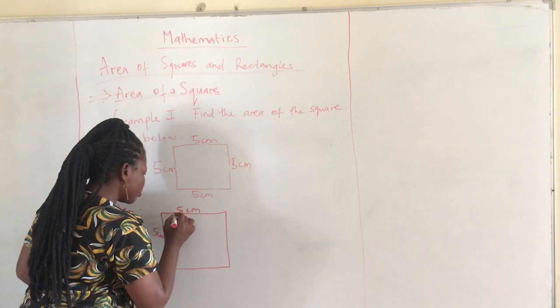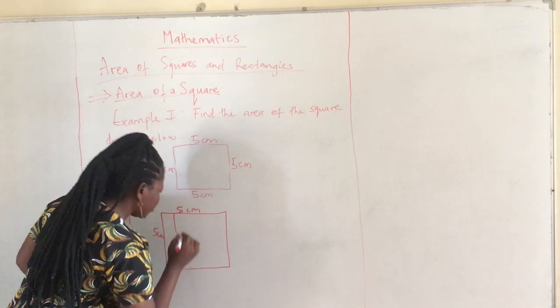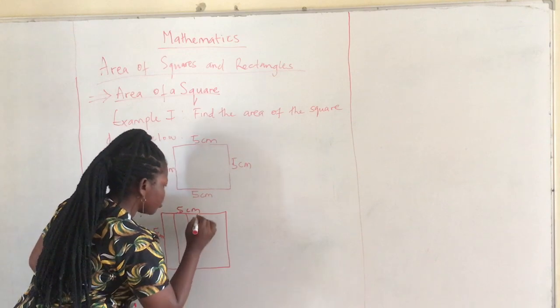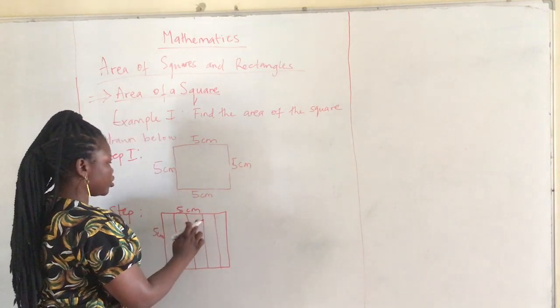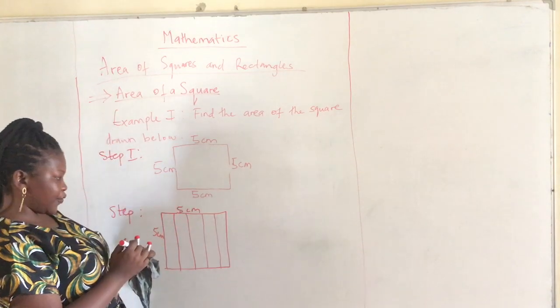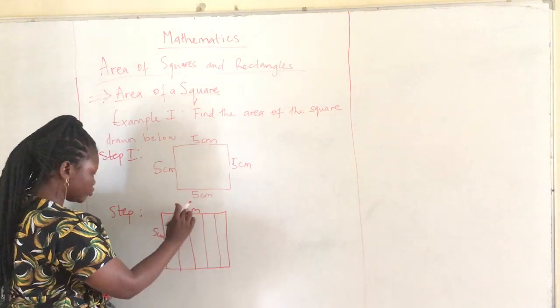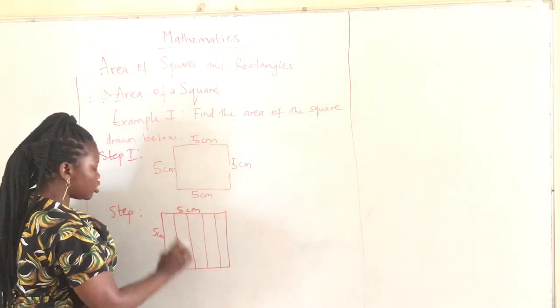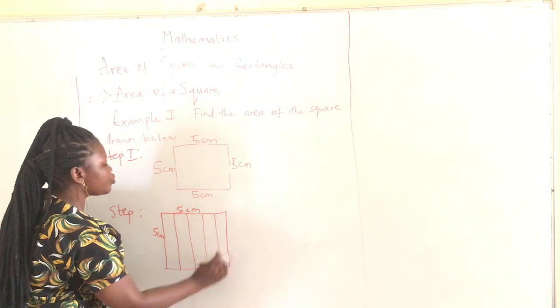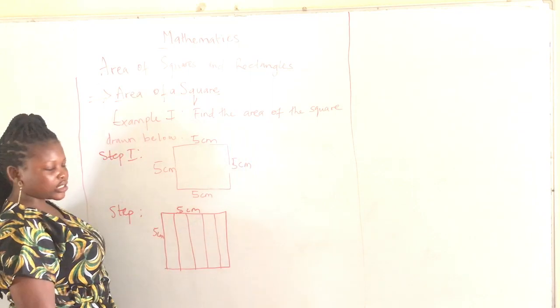So we draw. This is 1, 2, 3, 4, and 5. So we have each of these rows, or each of these columns, to be 1 centimeter each.